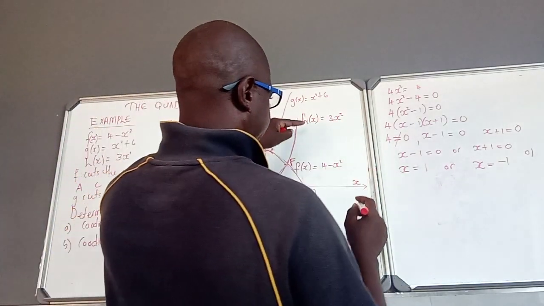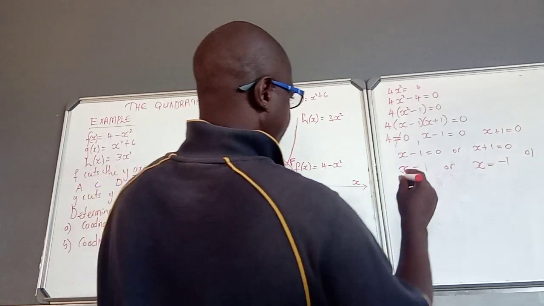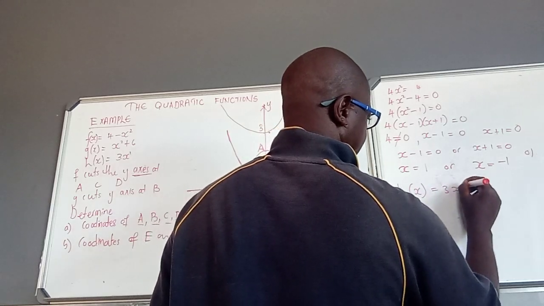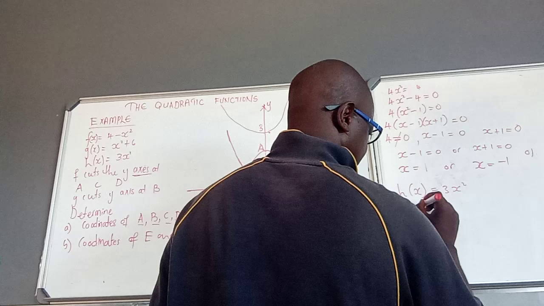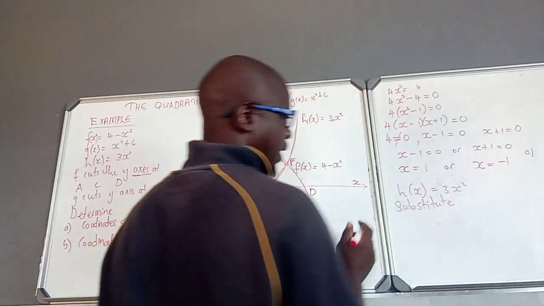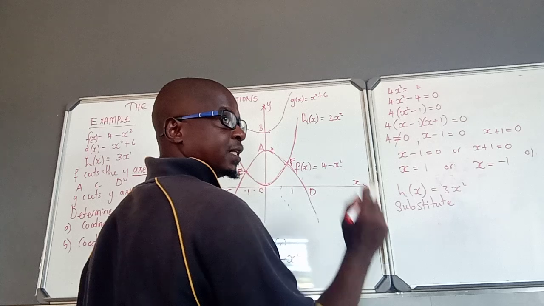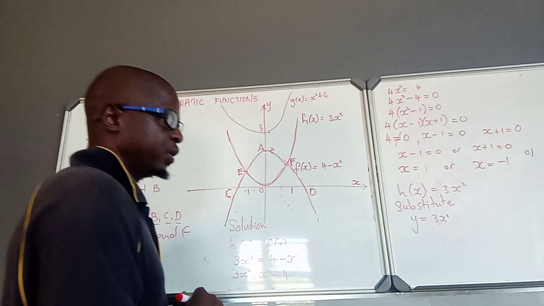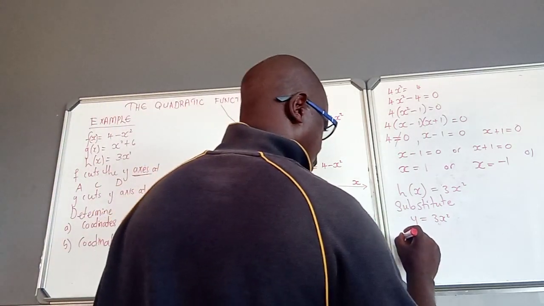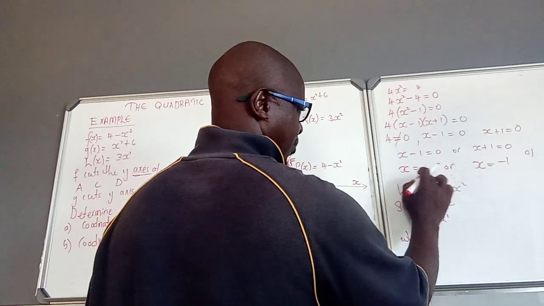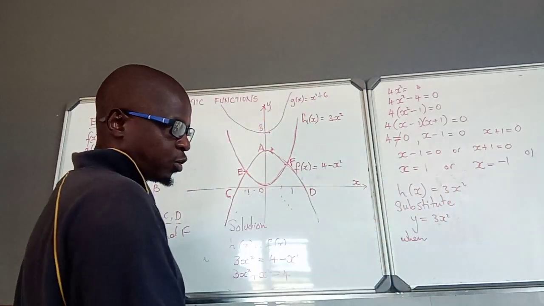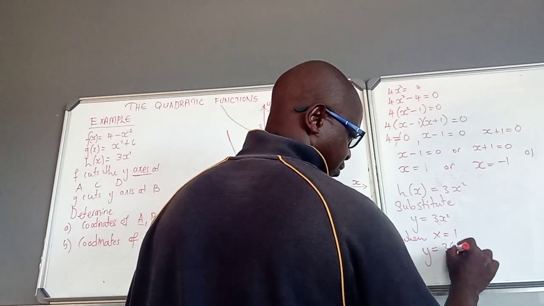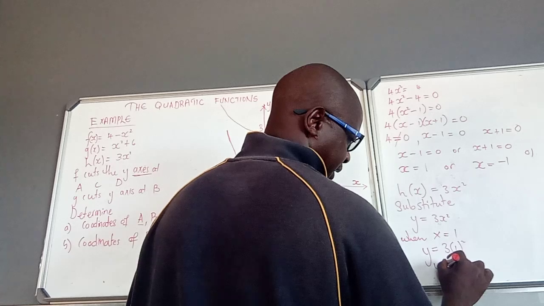So if we take this one here, we are going to say hx is equal to 3x squared. Let's substitute. If we substitute, now we're going to replace this hx and call it y is equal to 3x squared. Now, because we're talking about x, we want to find what y is going to be. So when x is equal to 1, y is going to be 3 times 1 squared. So the value of y is equal to 3.